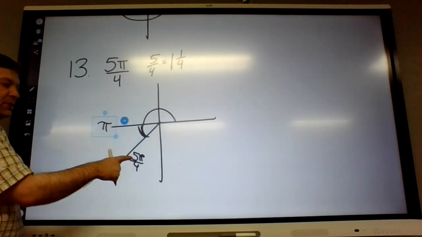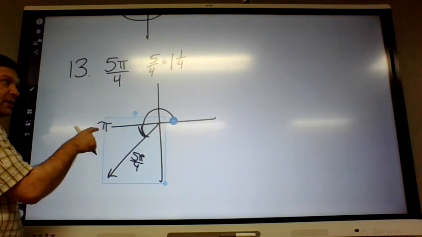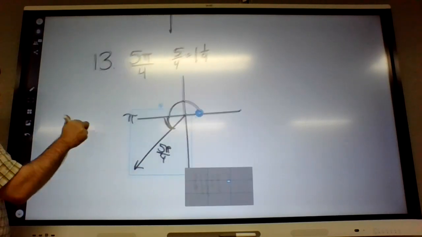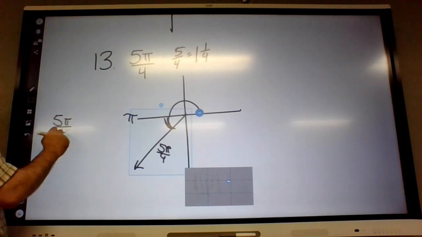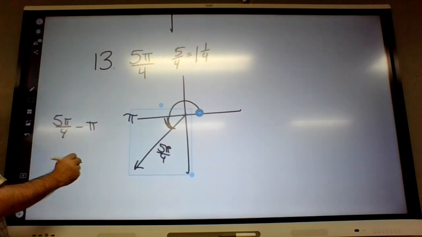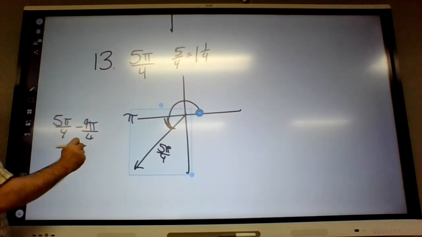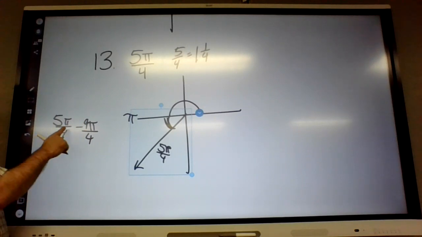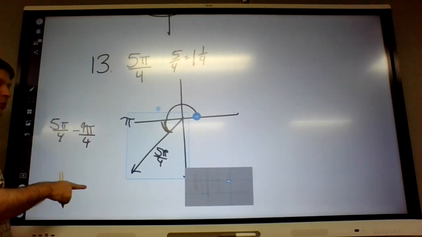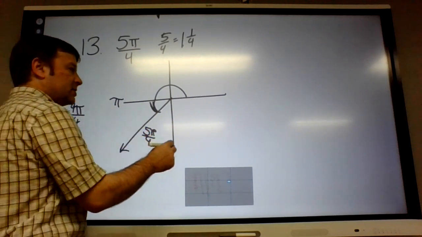Just like yesterday, what do we do? We subtract that minus that. So 5 pi over 4 minus pi, or you could say 4 pi over 4, is 1 fourth pi, pi over 4.